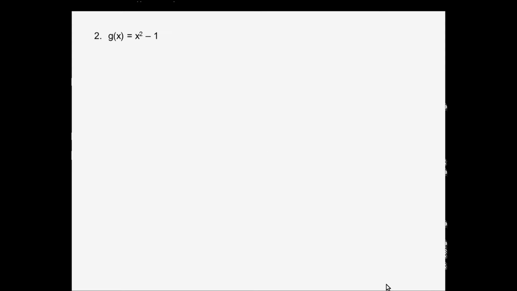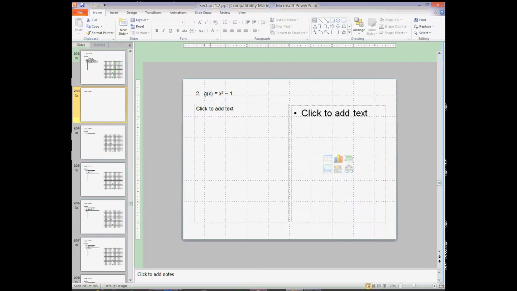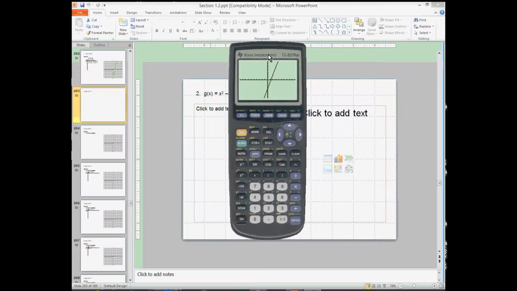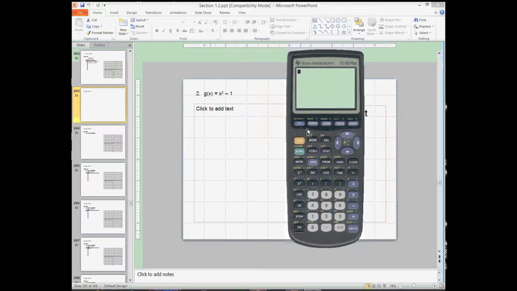Number 2. I have g of x is x squared minus 1. I've got a variable being squared, that's a parabola. If we give it to the calculator, let's clear that out. Go to y equals. Let's clear that one out. I've got x squared minus 1. Graph. There's our parabola.